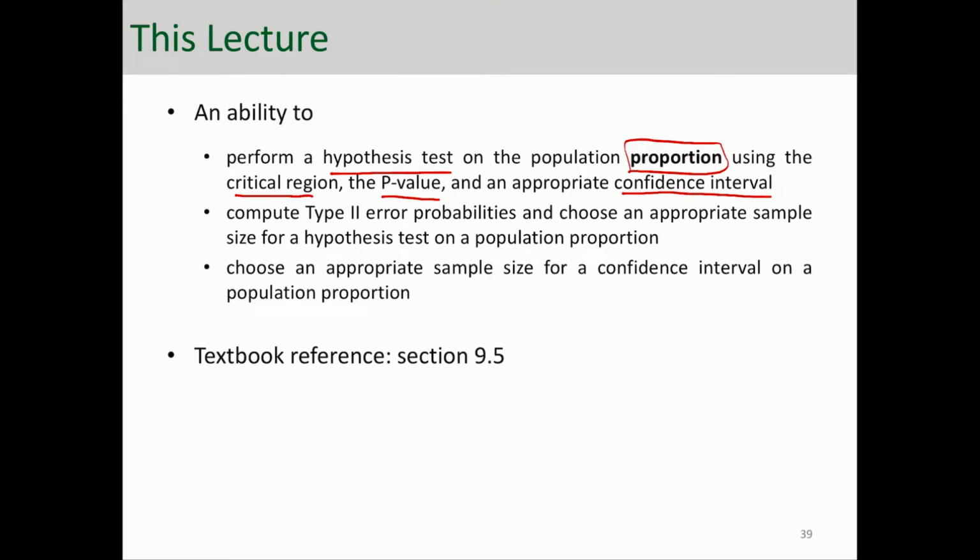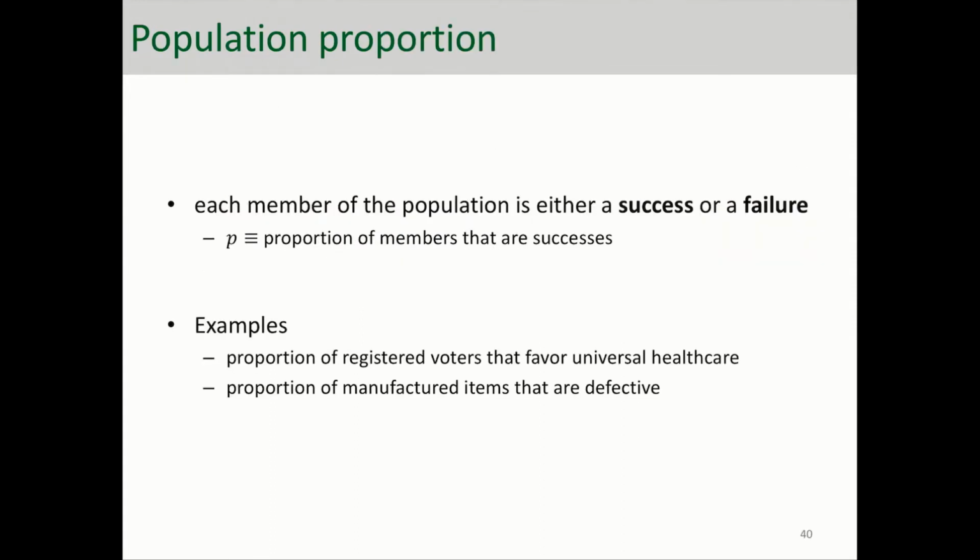interval. We'll also talk about how to compute type 2 error, or beta, if you remember, and how to choose an appropriate sample size, which is n. So we'll talk about all these issues that we talked about for other hypothesis testing, but this time on population proportion. So when we talk about population proportion, we essentially divide the population into two groups of success or failure.